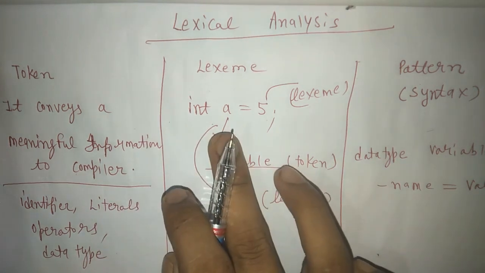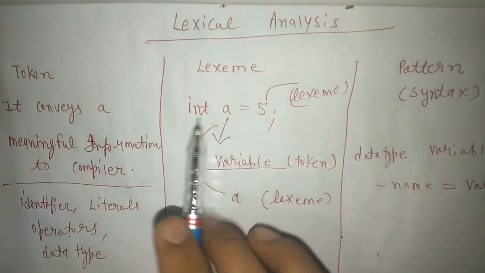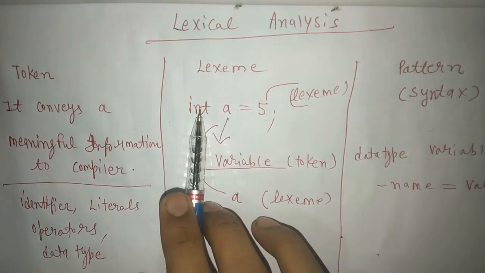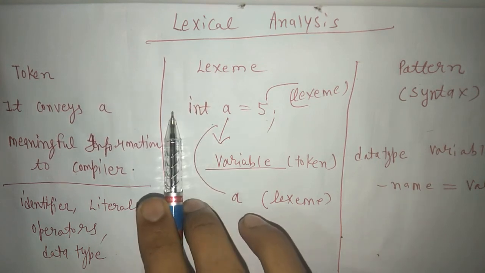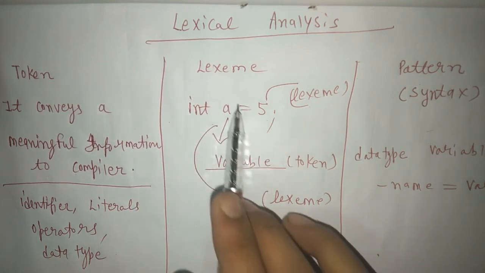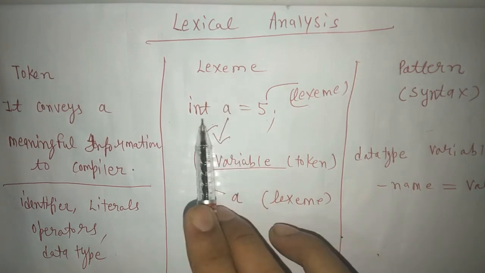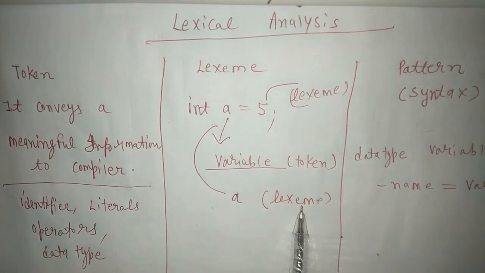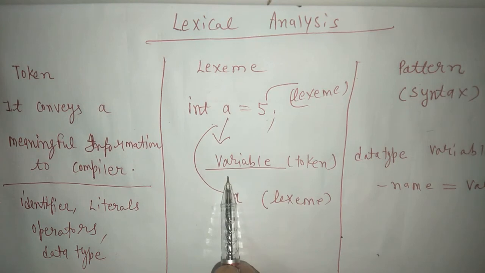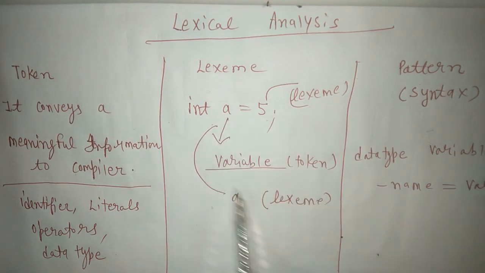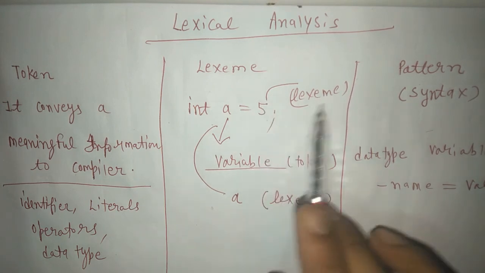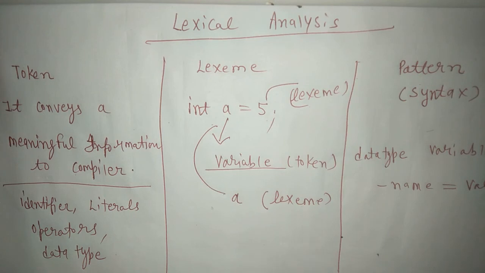If you take the example here, int a = 5, the compiler will understand that everything here is a token. But which kind of token is each? This is a data type, this is an identifier. A variable is a token, but the name of the variable is not a token. The name of the variable is what? Lexeme. The variable is the token, but the name of the variable is not. The value is not a token, it is a lexeme. The values, the names.